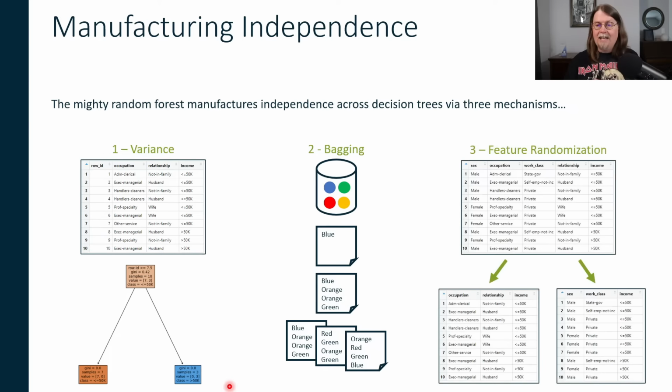And then the last technique that random forests use is they also randomize features. So if we think of bagging as randomizing the rows, randomizing the horizontal, then feature randomization are the verticals, the columns, the data features. Okay, so let's talk about bagging first up.